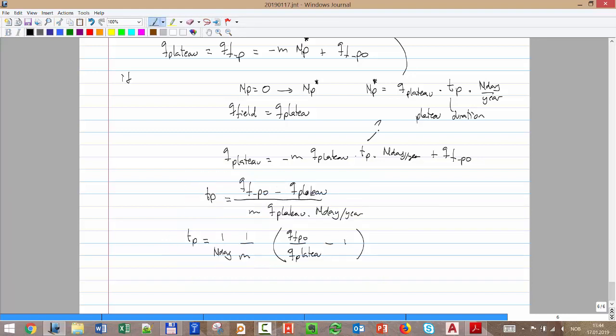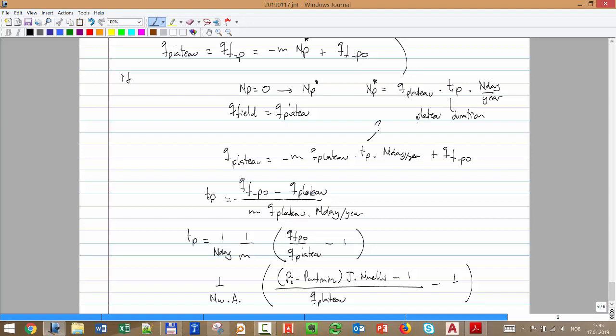So QFPO was PI minus PWF mean, multiplied by J multiplied by N wells, and divided by Q plateau, that's an input, right? That's something I decide. And 1 over M was NW times A times J, and 1 over N days.